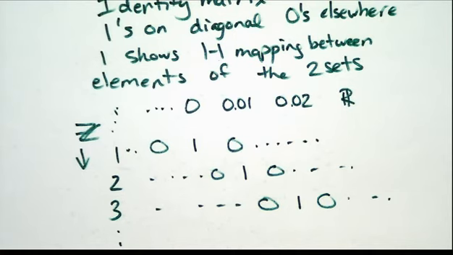Is there such a mapping between the integers and the rational numbers? So I want you to write down why you think or you don't think there is such a mapping between integers and rational numbers.